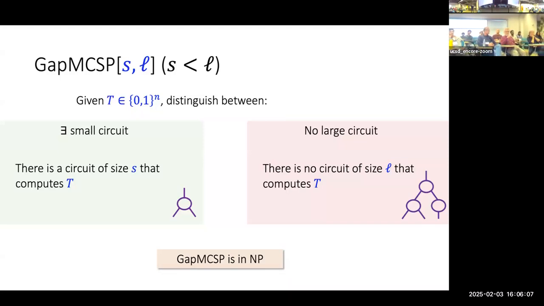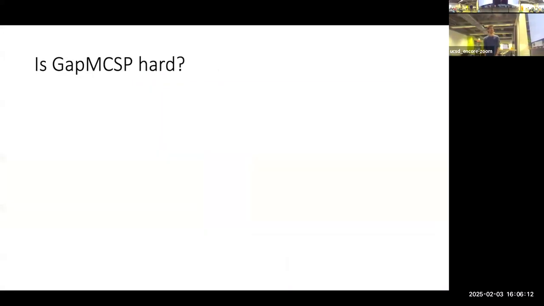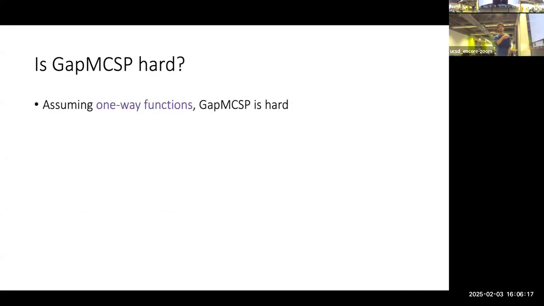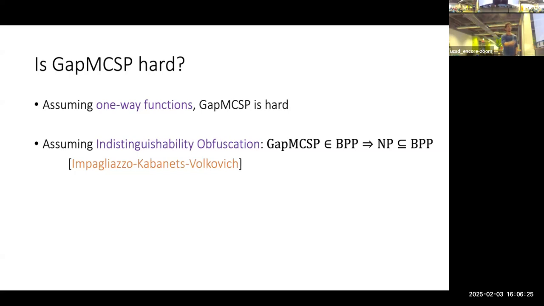A natural question is, since this problem is in NP, to understand how hard it is. And what we know is that, assuming cryptography, this problem is actually hard. So GapMCSP for any polynomial gap is hard to compute. And moreover, if we have obfuscation, a strong cryptographic primitive, then the hardness of GapMCSP is roughly equivalent to the hardness of NP. So if we know that GapMCSP is in BPP, we know that the entire NP is in BPP. So we have evidence that this problem is hard.